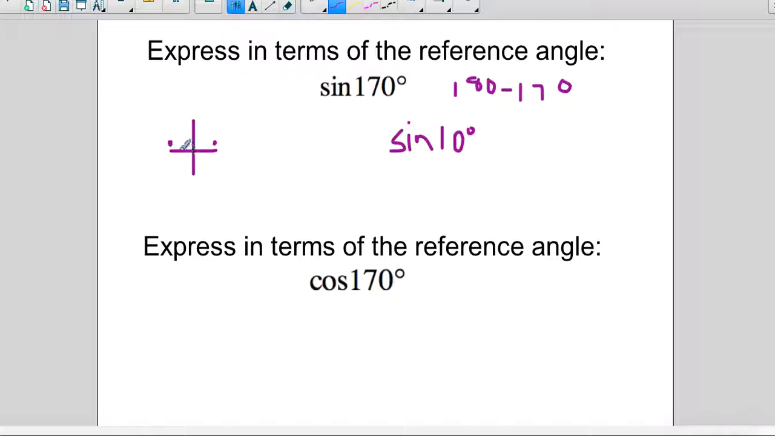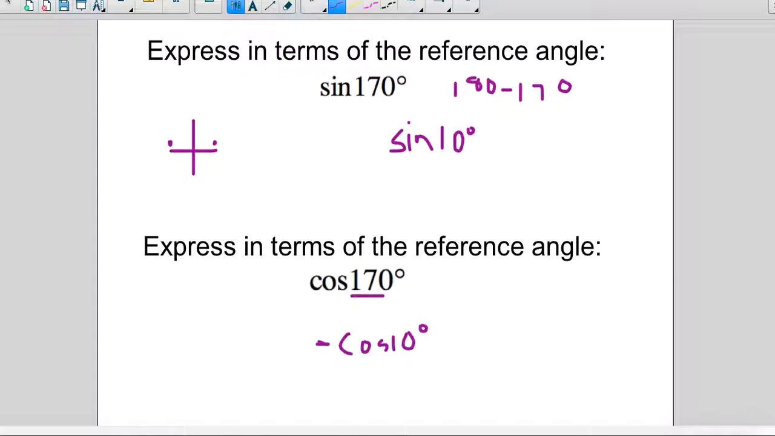But cosine of 170 is negative because the x-coordinate is negative. And the reference angle still has to be the same, 10 degrees. But because cosine in quadrant 2, which is where 170 lands, is negative, and in quadrant 1 it's positive, you need to throw a negative sign on the outside to make sure that this is equal to this.